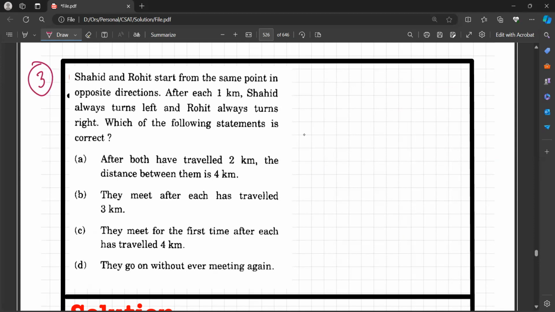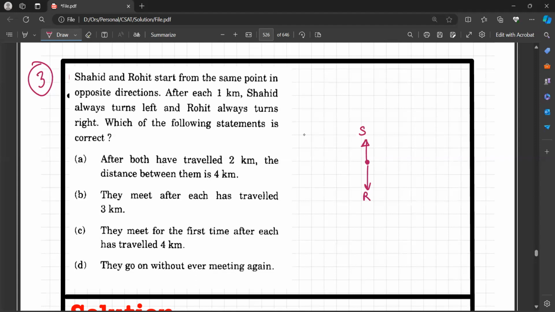Sahid and Rohit start from the same point in opposite directions. So suppose this is the point, Sahid goes this side, Rohit comes this side. We have just assumed it. Since they are beginning from the same point and going in opposite directions, you can take it in north, south or east or west, but ensure that you take the directions opposite.